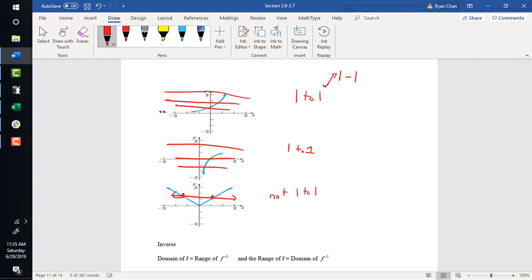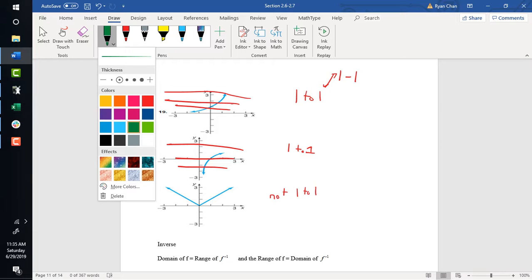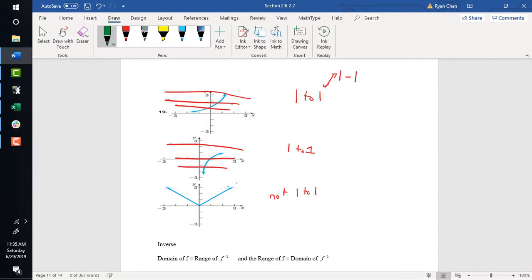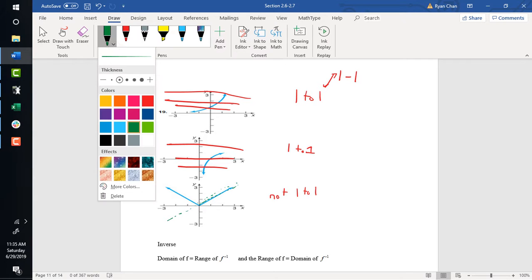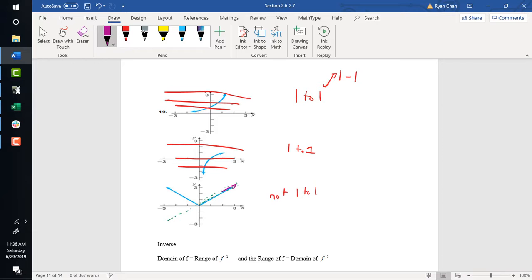Now let me erase that red portion of this graph, of this absolute value. The idea is, remember, this is going to be a little bit hard to see here, but let me show this to you. So y equals x, if you remember, looks like this. If I reflect my picture, and I replace my x's and y's, and swap them, my absolute value is going to look like this, okay?